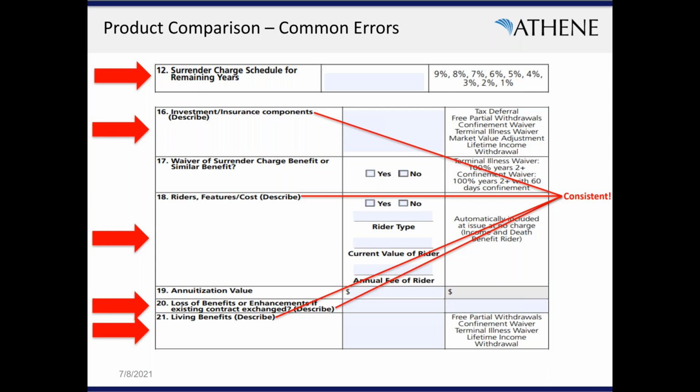Now, if 18 talks about a lifetime income rider, then 16, 20, and 21 need to talk about a lifetime income rider. Those questions have to be consistent, or we will NIGO it, and you will have to go back to the customer. And we know that can cause confusion. So that's why we want to make it as crystal clear as we can that those answers should match, excluding any death benefit or death benefit rider option in question 21. So we're going to walk through some examples.